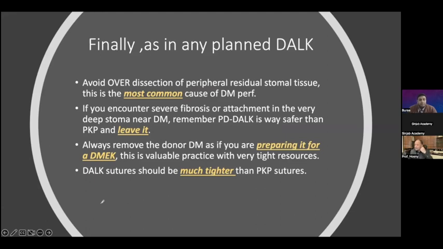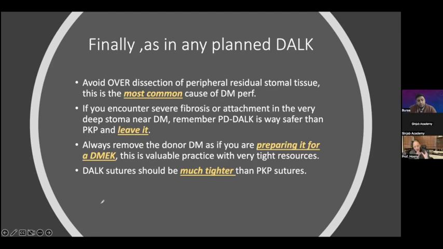Now, the complications in DALK are many, and the complications early on the curve are many, but these are things that are really highlighted when I'm training my junior colleagues who are starting to do DALK. Avoid over dissection of peripheral residual stromal tissue. This is the most common cause of Descemet's membrane perforations. If you encounter severe fibrosis or attachment in the very deep stroma near the Descemet's membrane, just leave it. Remember that pre-Descemetic DALK is way safer than trying to remove this fibrosis, opening up the Descemet's membrane, especially if it's in the middle, and then having to convert to a penetrating keratoplasty.